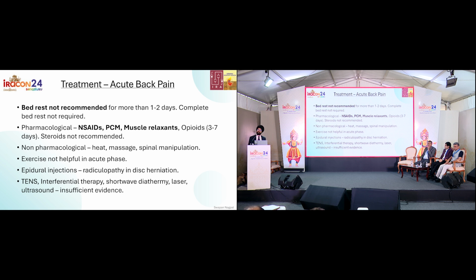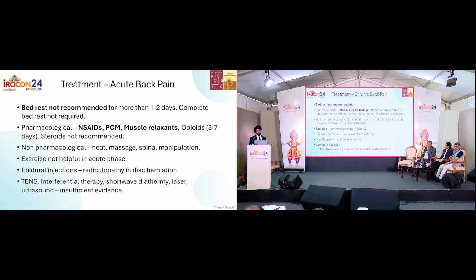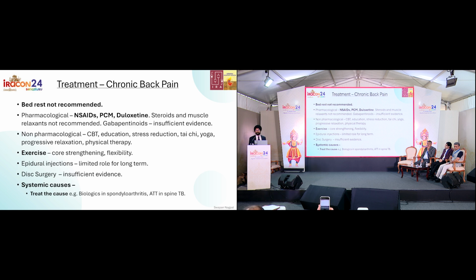Epidural injections can work only in disc herniation. Please do not prescribe them for all backache patients. And there are some physiotherapy, TENS and other therapies. Even in chronic backache, bed rest is not recommended.